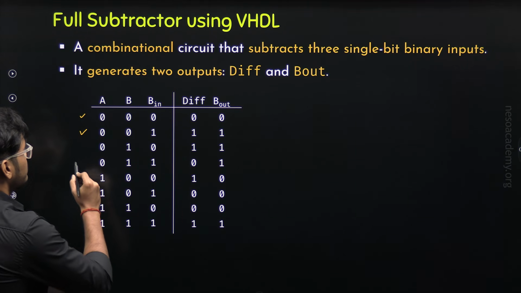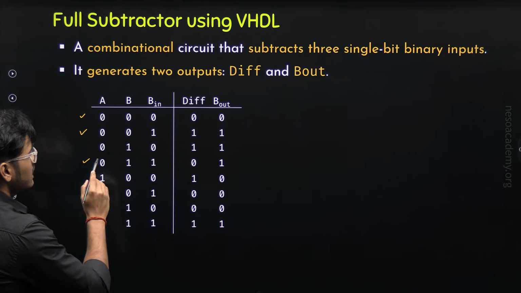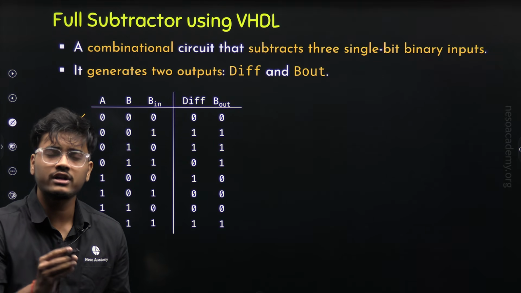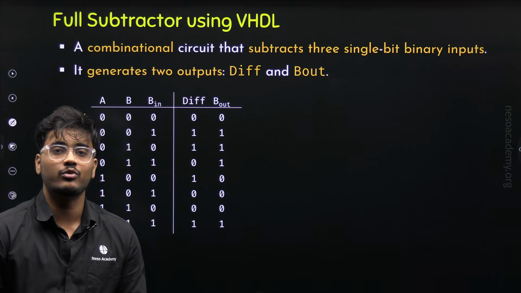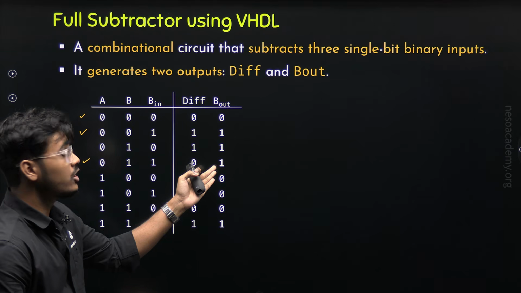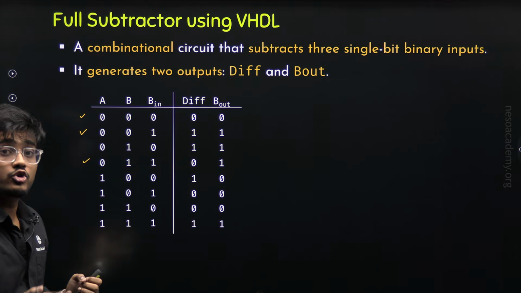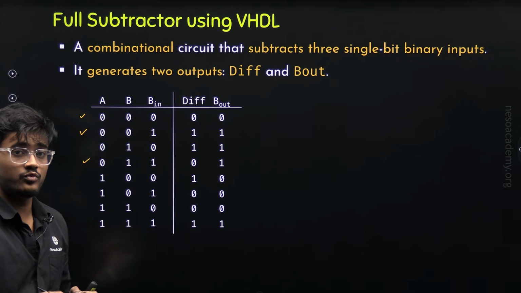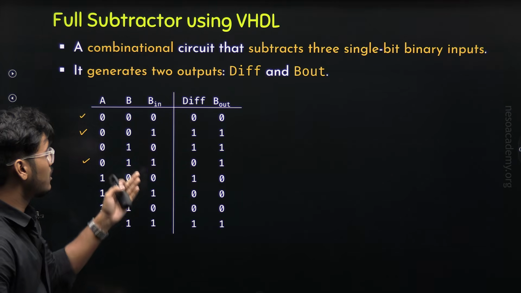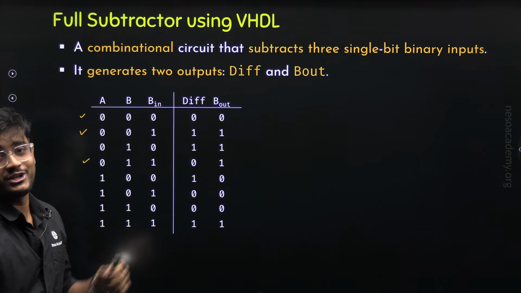Now let's consider the fourth input combination 0, 1, 1. 0 minus 1. Again, we are subtracting a larger number 1 from a smaller number 0, which means we need to take a borrow. Therefore, B out will be 1. And after taking borrow, this 0 will become 2. Now 2 minus 1 will give difference 1. Now this difference 1 minus this 1 will give final difference as 0.